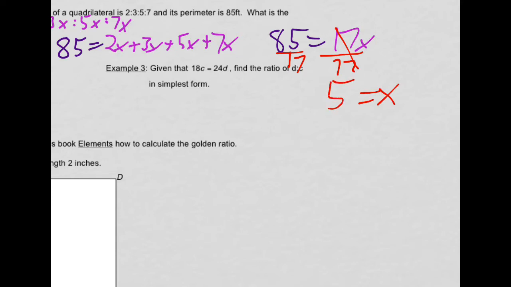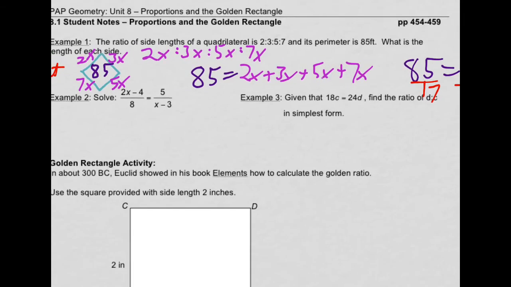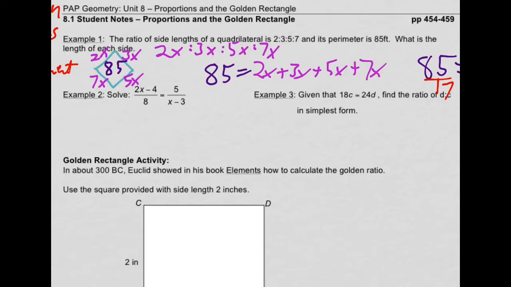Alright, so the big thing I want you to remember from this is that if you see a ratio lined up like this, I just want you to put an x after each of those numbers, and then you can solve from there.